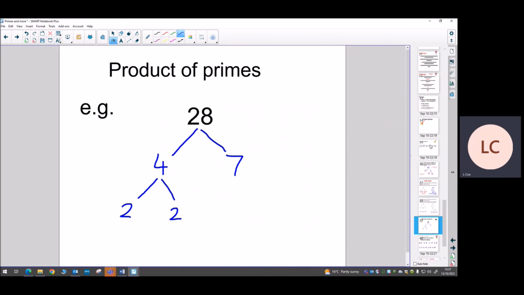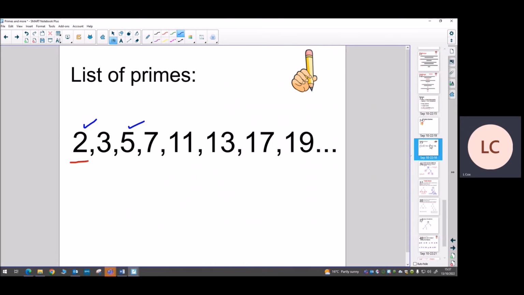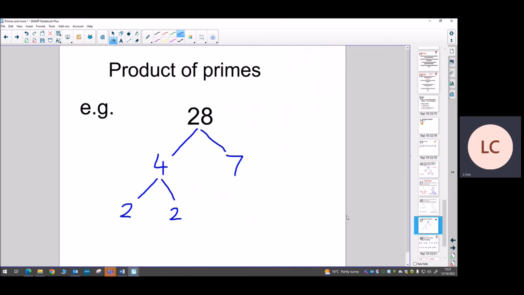I'm going to look back at my prime list numbers. 2 is a prime number and so is 7. So I've finished. 2 is a prime number, I'll circle it. 2 is a prime number, I circle it. And 7 is a prime number, so I circle it. So my answer is 2 times 2 times 7. Just leave your answer like this.